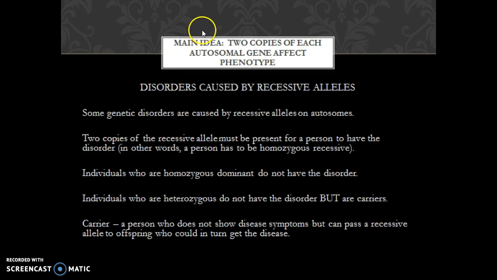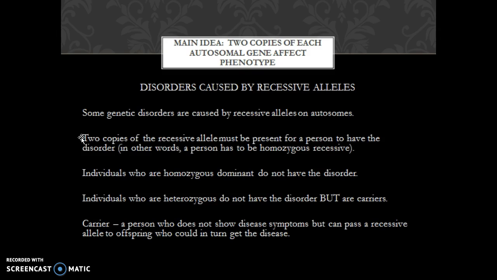Moving along, still under the same main idea, 2 copies of each autosomal gene affect phenotype, we're going to be looking at disorders caused by recessive alleles. So, some genetic disorders are caused by recessive alleles on autosomes. What does this mean? Well, this means that 2 copies of the recessive allele must be present for a person to have the disorder. In other words, a person has to be homozygous recessive.